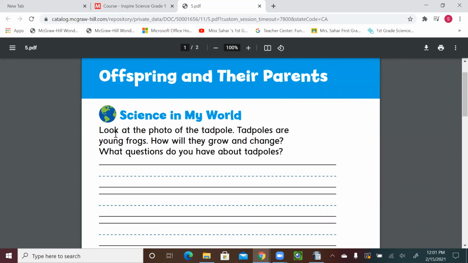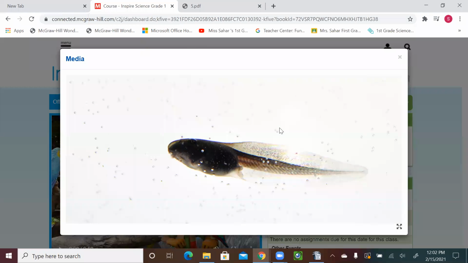Offspring and their parents. Look at the photo of that tadpole. Tadpoles are young frogs. How will they grow and change? What questions do you have about the tadpoles? Let's look at the pictures. And then we need to come up with questions as usual in our essential question, how we start. And then by the end of the lesson you will be able to have answers for these questions. So let's see.